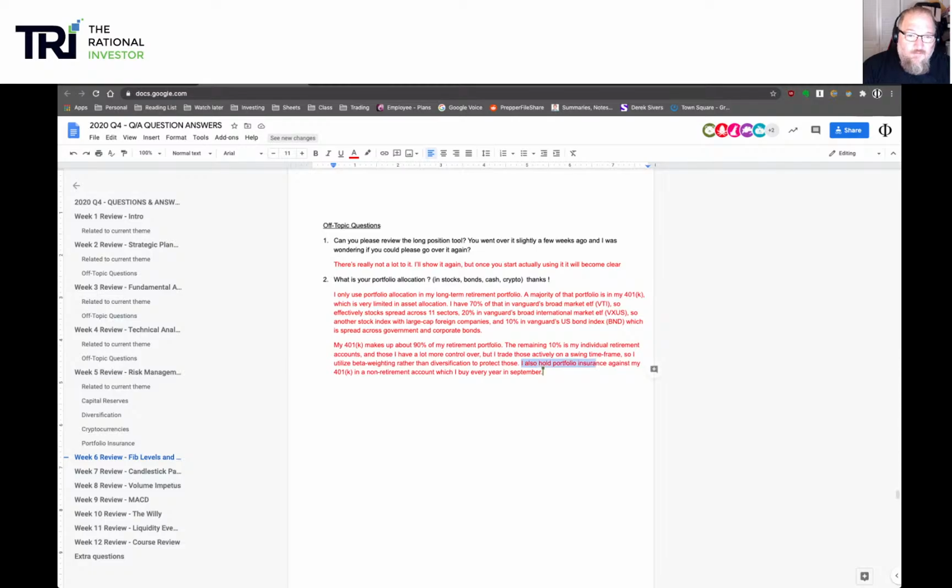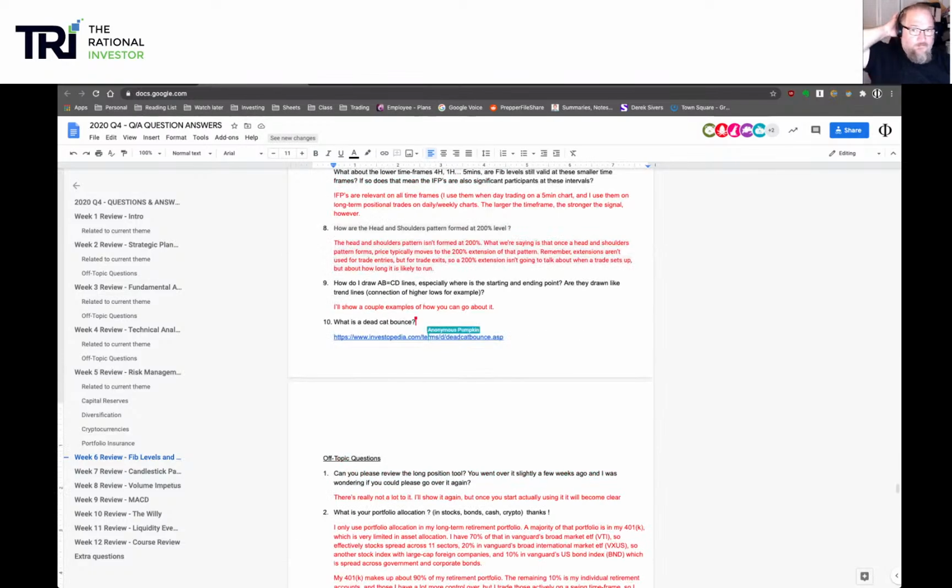I also hold portfolio insurance against my 401k in my non-retirement account. And as I talked about before, in my particular case, having talked with my CPA and all of that, if my insurance value goes to zero because the market kept going up, I write that off in taxes. If the market goes down and I have to utilize my portfolio insurance, I have a little bit of a hit that I have to take in terms of tax. And yeah, that's where it's at.